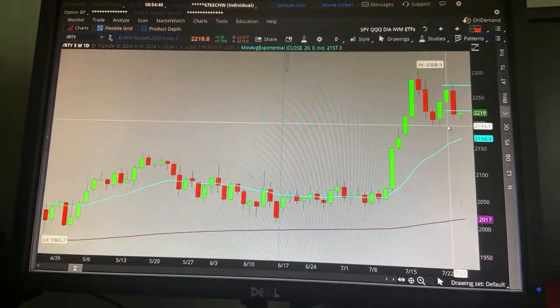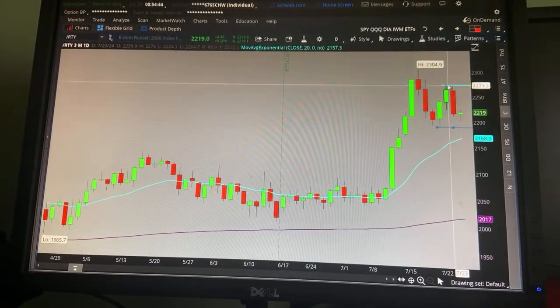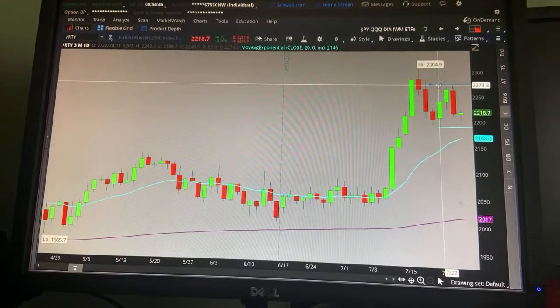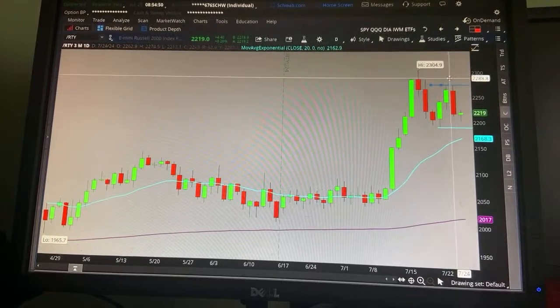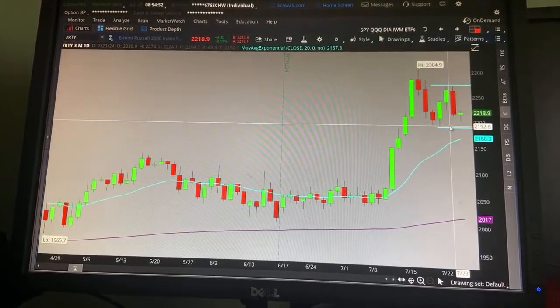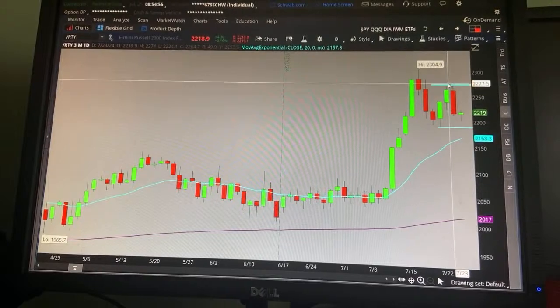Small caps are worth noting too. There's some money flow coming into small caps, and I want to see if that continues. I love options. I love to study options and the order flow of options, things like that. It's beyond the scope of this morning.